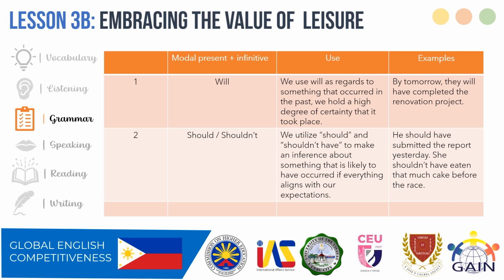Should or shouldn't. We utilize should and shouldn't have to make an inference about something that is likely to have occurred if everything aligns with our expectations. For example, he should have submitted a report yesterday. She shouldn't have eaten that much cake before the race.